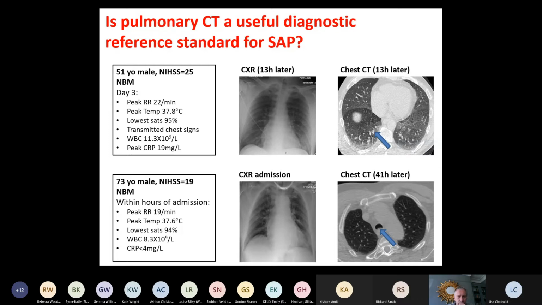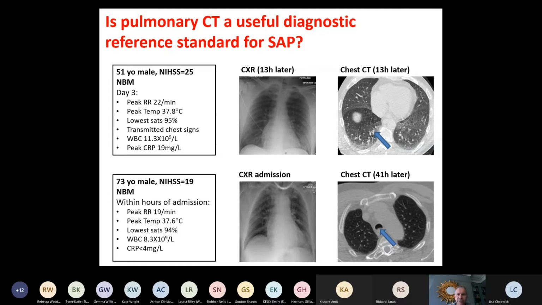And in the second one, less severe stroke, arguably less convincing signs of a clinical pneumonia. Again, the chest X-ray is fairly normal, and there's no evidence of any pneumonia on the chest CT either. This one was done slightly later. And the arrow there just shows a little bit of mucus in part of the bronchial tree.